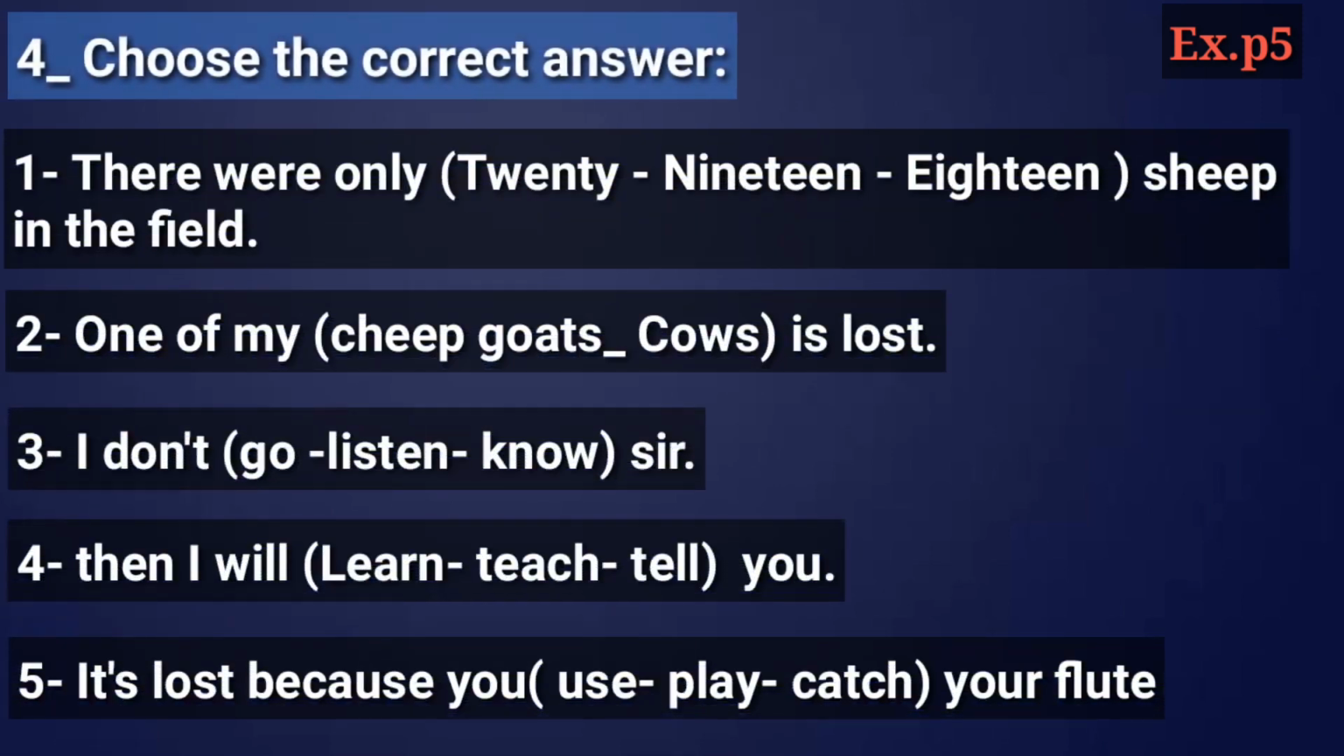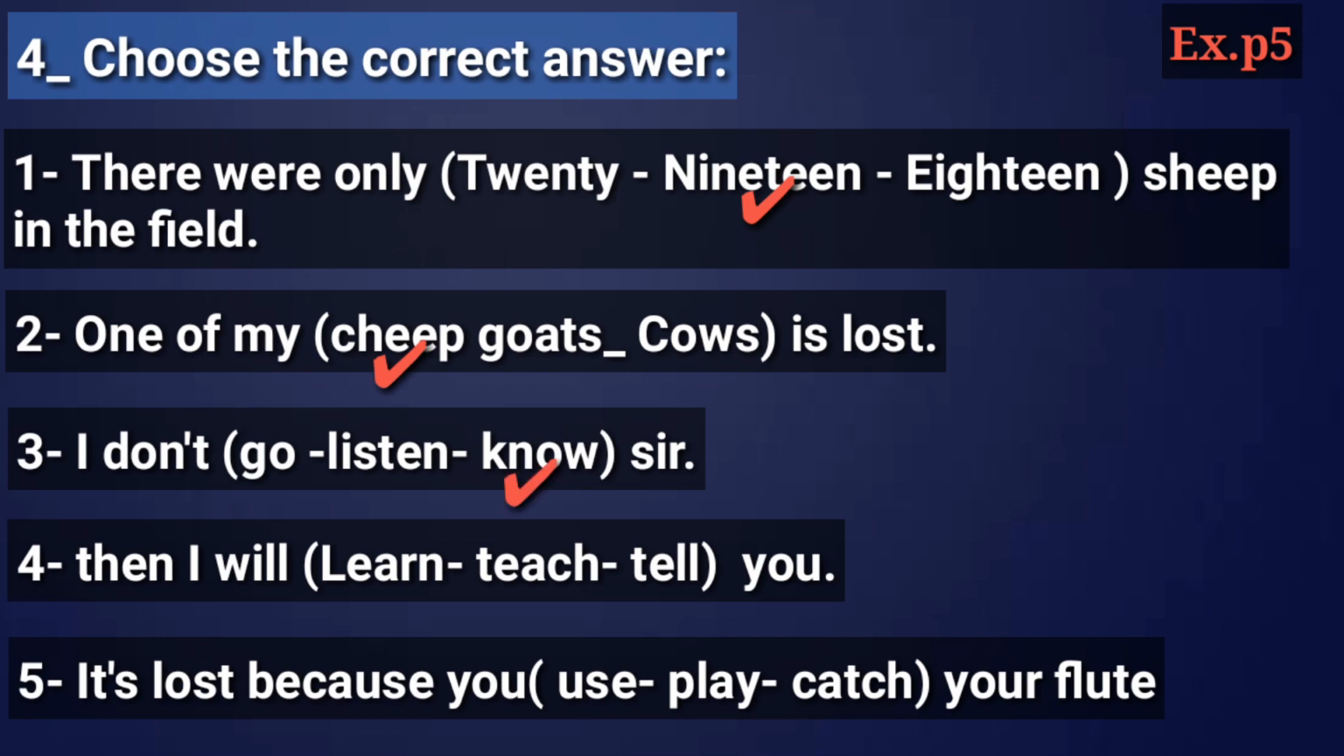Number 4, choose the correct answer. Number 1, there were only 20, 19, 18 sheep in the field. The answer is 19. Number 2, one of my sheep, goats, cows is lost. The answer is sheep. Number 3, I don't go lesson. No, sir. The answer is no.